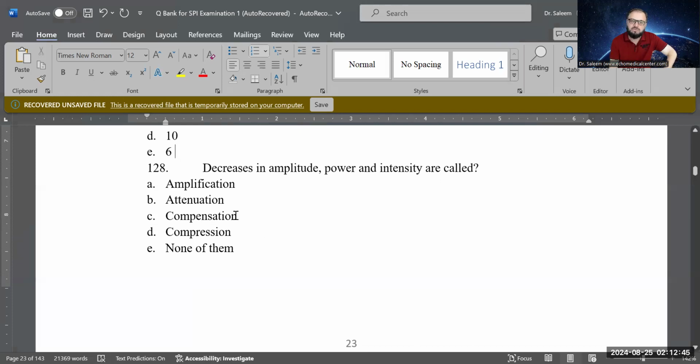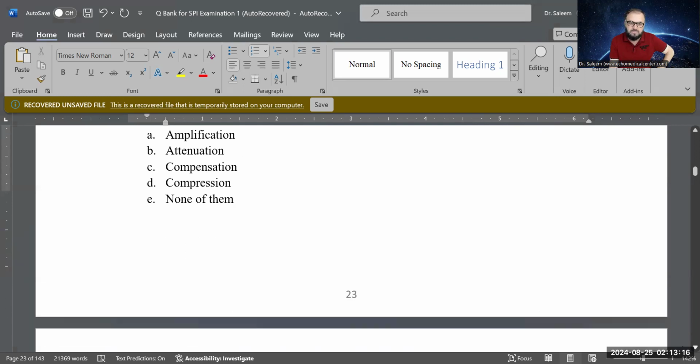Yes, absolutely. B is the correct answer. So attenuation, it's the loss. We're losing amplitude, power, and intensity. So slowly, when the sound goes from superficial to the deeper area, it will lose intensity, amplitude, and then we will have a dark picture, more black picture, more darkness at the bottom of the picture. It's just because of attenuation. And attenuation is actually the decrease or loss of amplitude, power, and intensity of the sound. That is the correct answer. Let's do the next question.